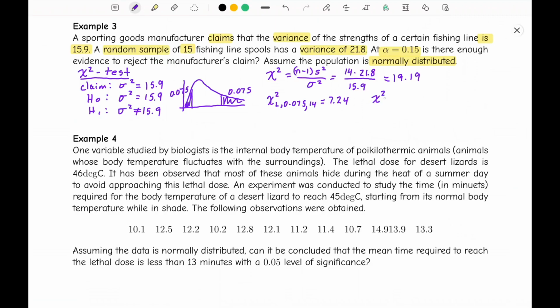The right one, chi-squared R, well, we still need the area to the left. The area to the left of the right one will be 1 minus 0.075, or 0.925. And our degrees of freedom is the same. So I go to the 14th row, go over to 92.5. We get 22 point, oh, I already lost it, 18. So with that, we get 7.24 and 22.18.